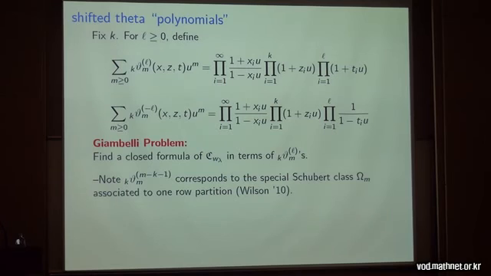And for those people who know a little bit about the Giambelli problem already, this theta polynomial corresponds to a special Schubert class, associated to a one-node partition. So basically, if you take the non-equivariant limit, the formula we are trying to find gives you a formula of a general Schubert class in terms of special Schubert classes. And you can also interpret these thetas in terms of Chern classes of tautological bundles associated with the Grassmannian. That part I'm going to skip, but there's a lot of geometric interpretation of what those parameters are.